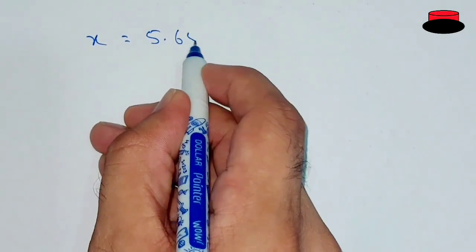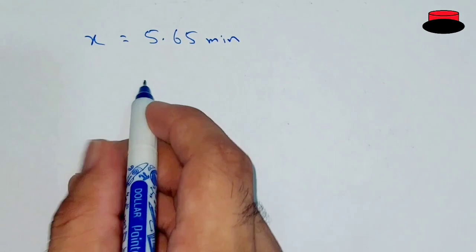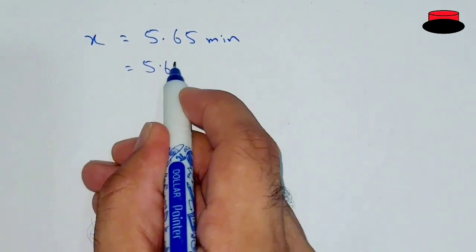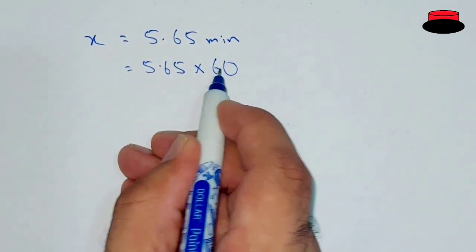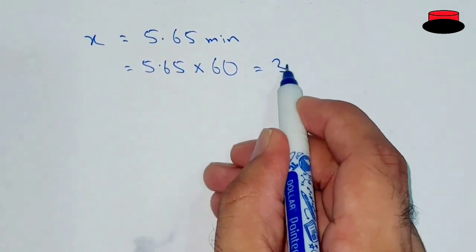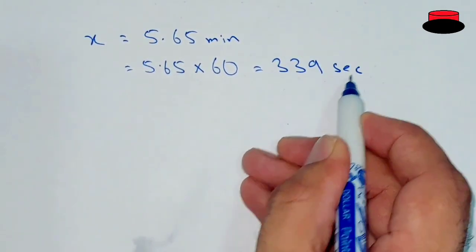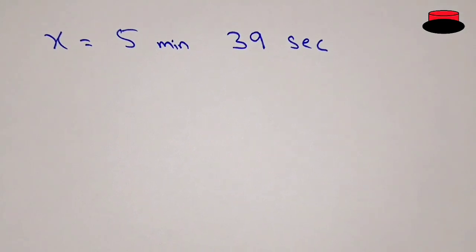Now x will be equal to 5.65 minutes. For converting the minutes into seconds, 5.65 multiplied by 60 will be 339 seconds. Or we can say 5 minutes 39 seconds.